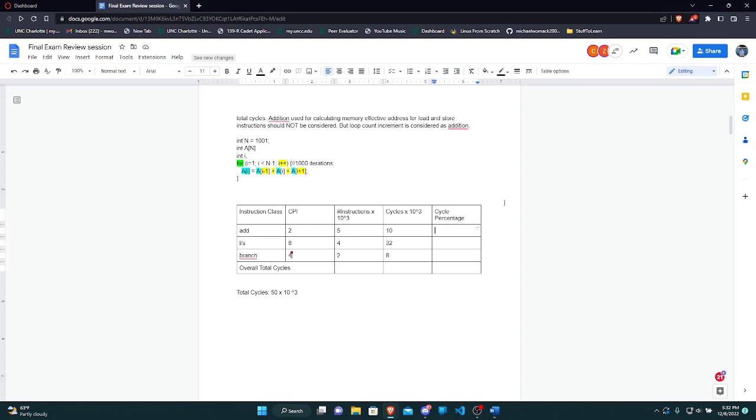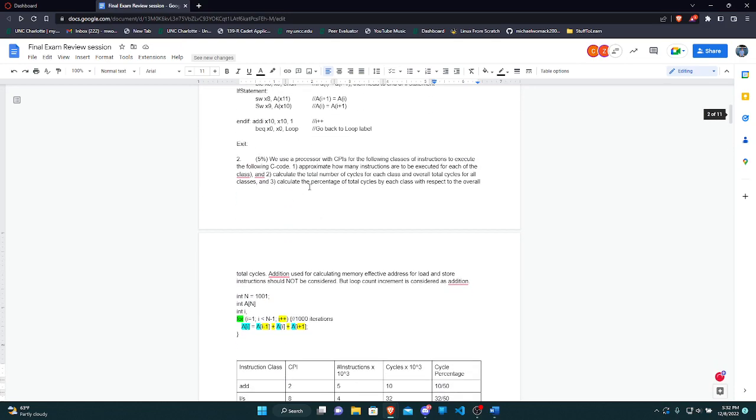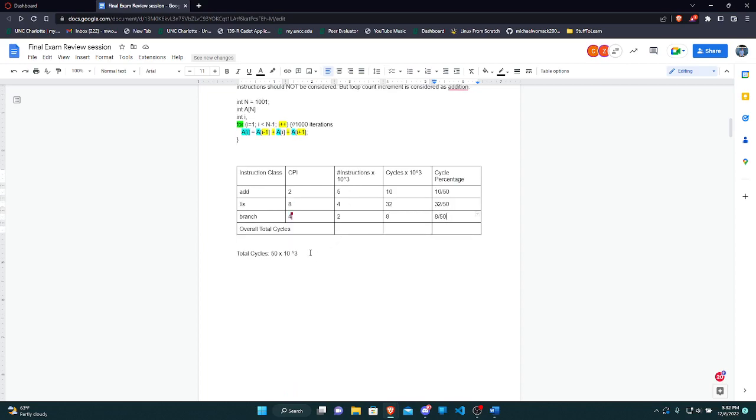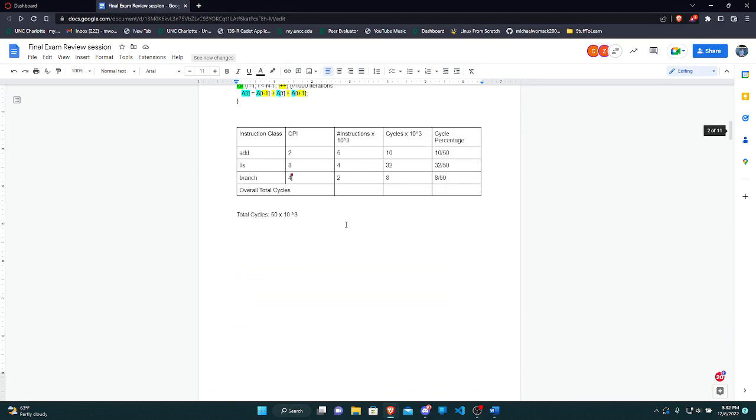Cycle percentage. This one's pretty straightforward because they gave us pretty easy numbers, but you can just leave them all as fractions. Does this want us to calculate for anything else? Calculate percentage. Okay, no, that's it. So this one's pretty straightforward. It's a lot simpler than any of the ones you've had like this so far. So yeah. Any questions?